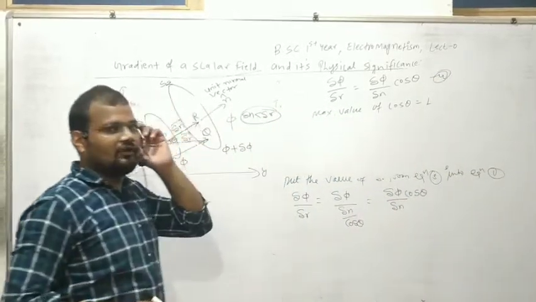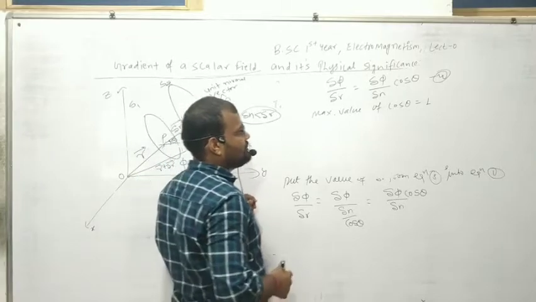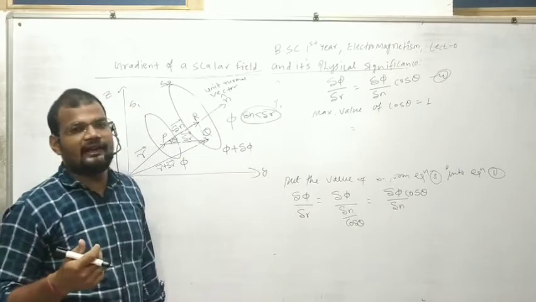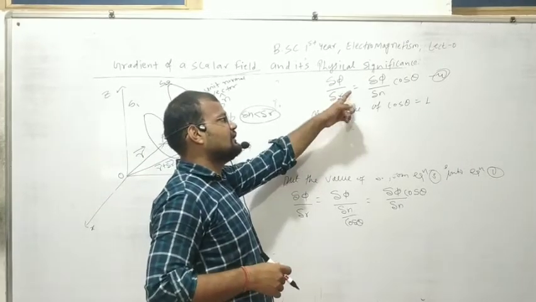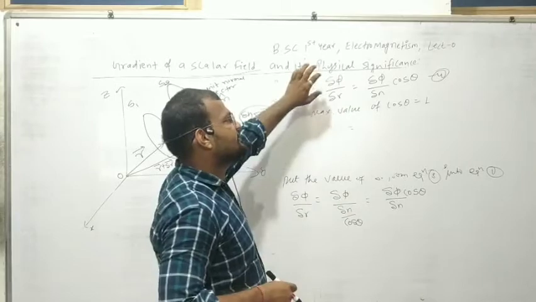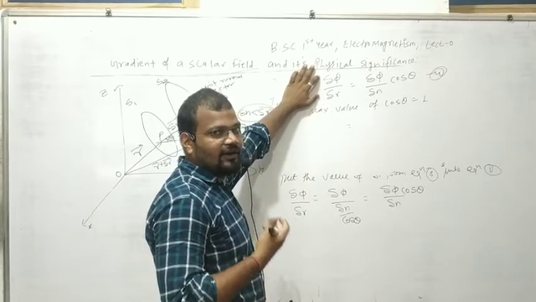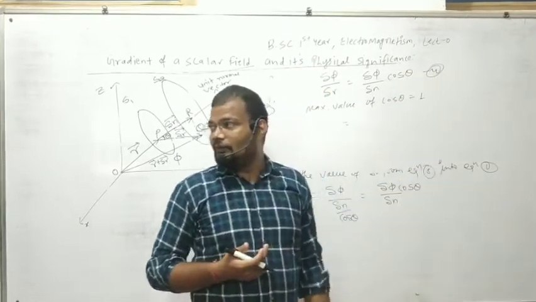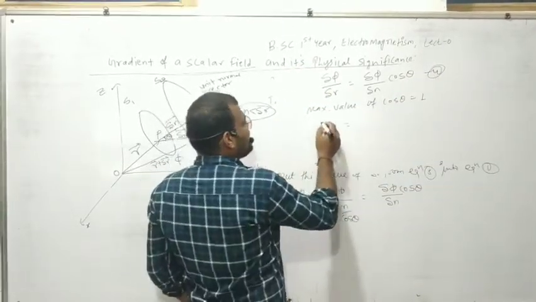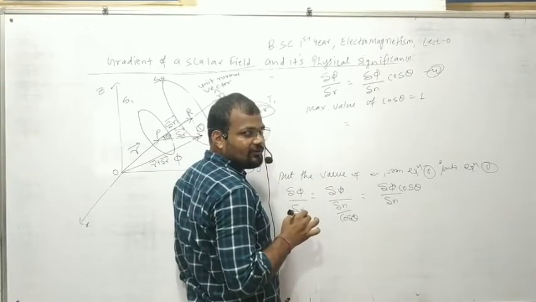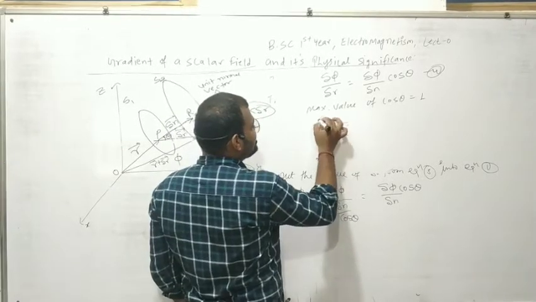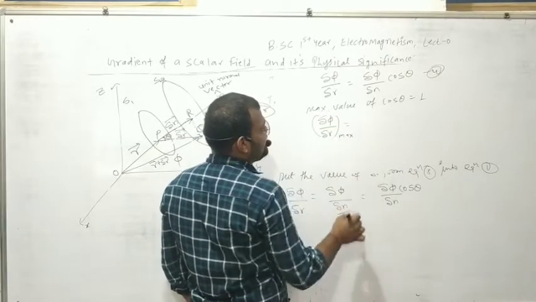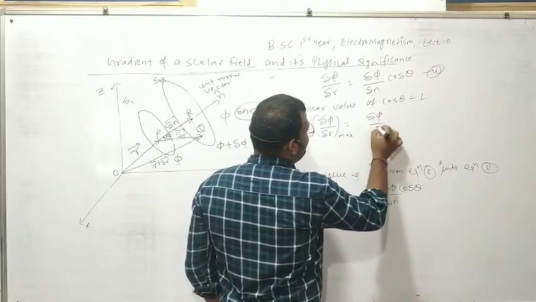So put the maximum value of cos theta equal to 1 into equation number 4. What will you get? You will get the maximum value of the left side of equation number 4, when you put cos theta equal to 1. So by putting the maximum value of cos theta equal to 1, you will get the maximum value of del phi over del r, which will be del phi over del r max equal to del phi over del n.